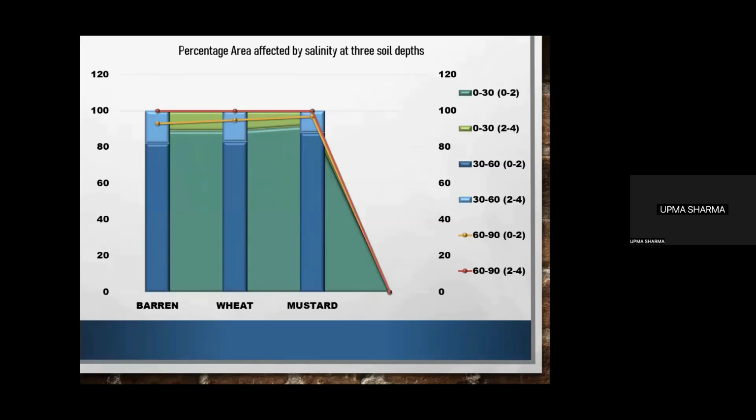Now, here you can see the graphical representation of barren land, wheat, and mustard land. Most of the part of barren land, mustard and wheat, at all the three depths, is under 0 to 2, which is the non-saline part. Very little part is under the moderately saline range. Around 10 to 20% is under moderately saline, and the rest, 80 to 90%, is non-saline.